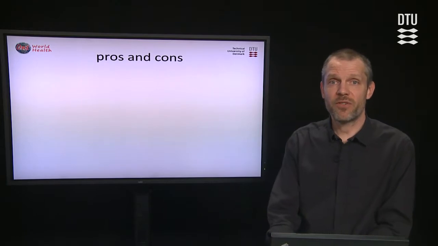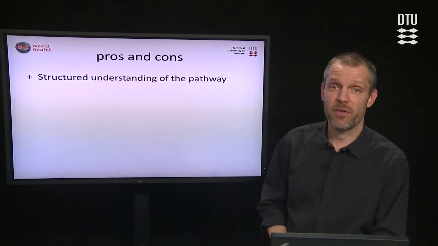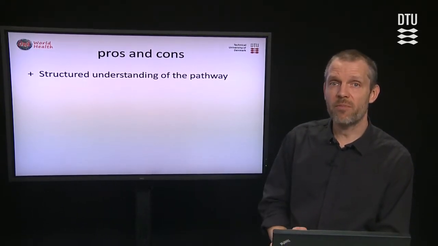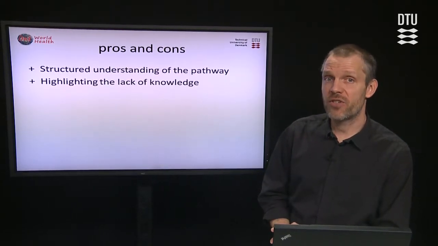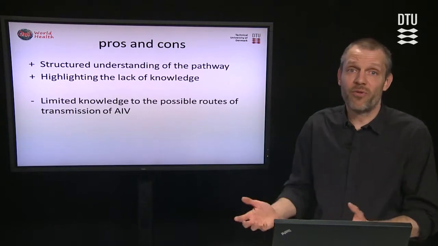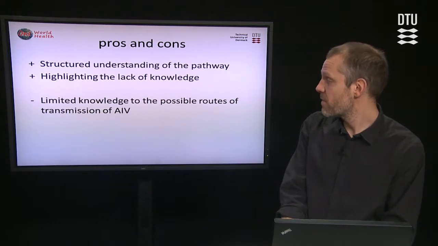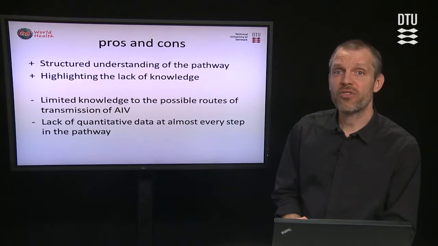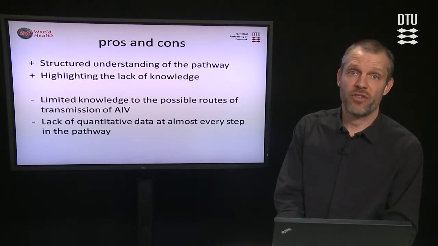There was some pros and cons also here. The good thing was that we structured the understanding of the pathway or the pathways, and you could present that it was a very complex pathway. We also highlighted the lack of knowledge for the stakeholders. The drawbacks was that, of course, we have limited knowledge to the possible routes of transmission of avian influenza virus, and also that we lack the quantitative data of almost every step in the pathway. And that's why we have this high uncertainty.